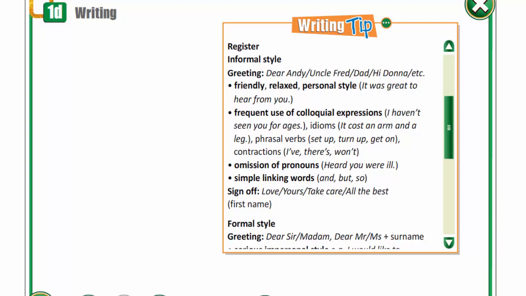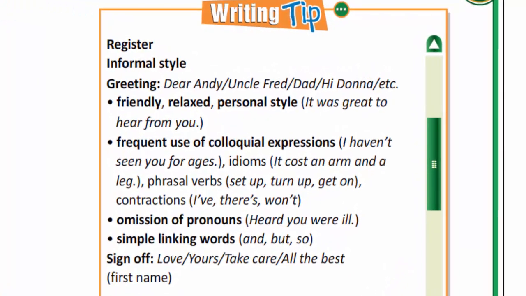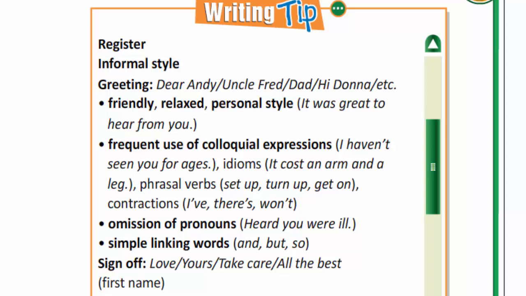In your textbook, a register is suggested. For example, informal style: greeting, Dear Andy, Uncle Fred; friendly, relaxed, personal style. It was great to hear from you. Frequent use of colloquial expressions: I haven't seen you for ages. Idioms: it costs an arm and a leg. You may omit a pronoun and use simple linking words: and, but, so. And you may sign your letter off as love, yours, take care, all the best, and so on.